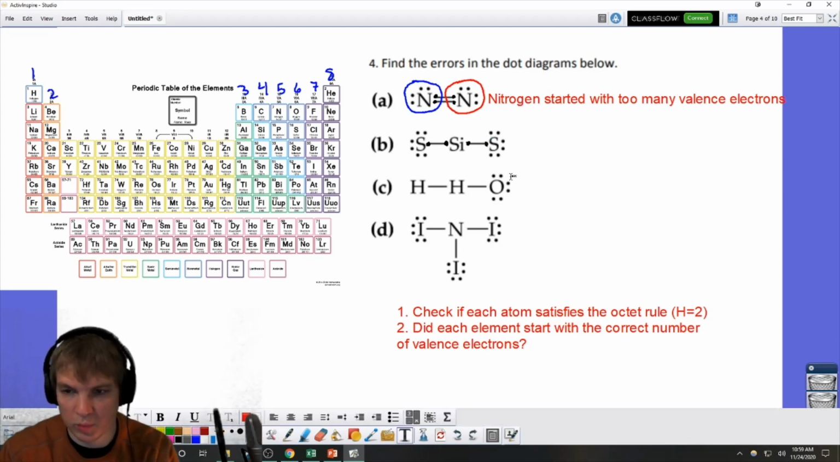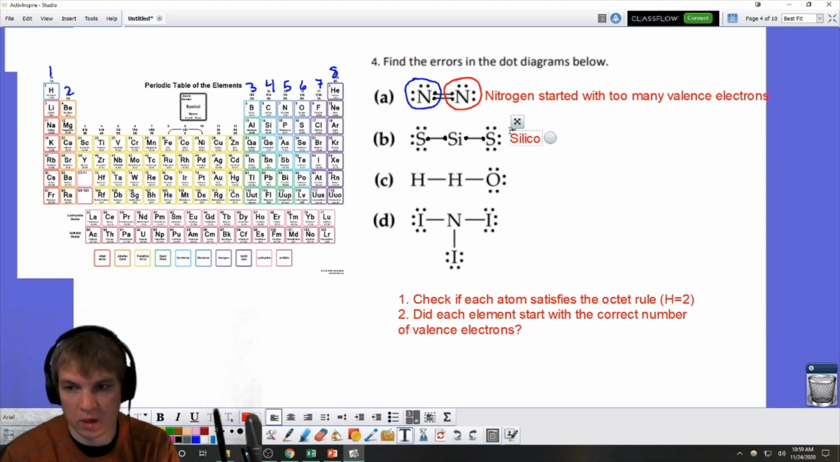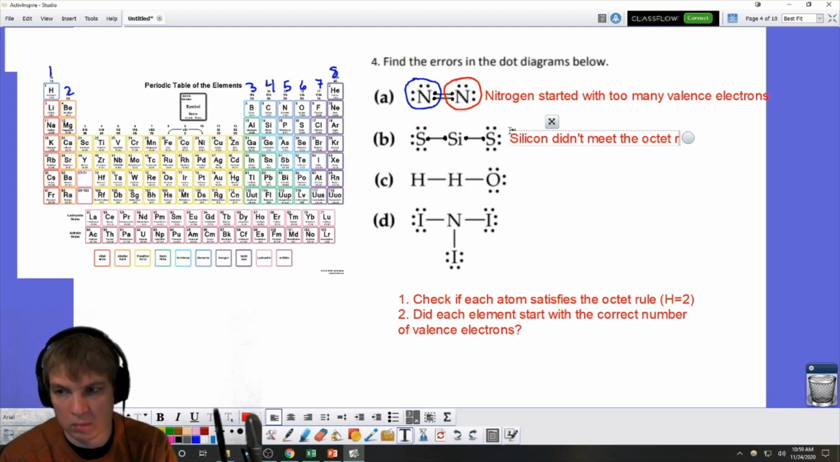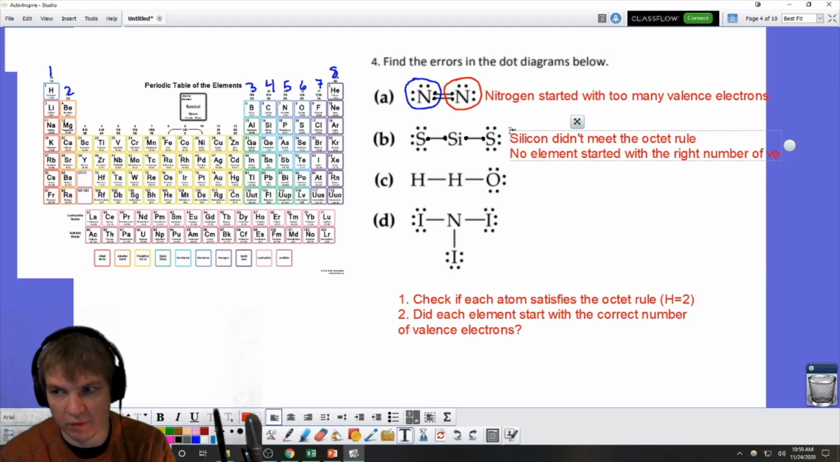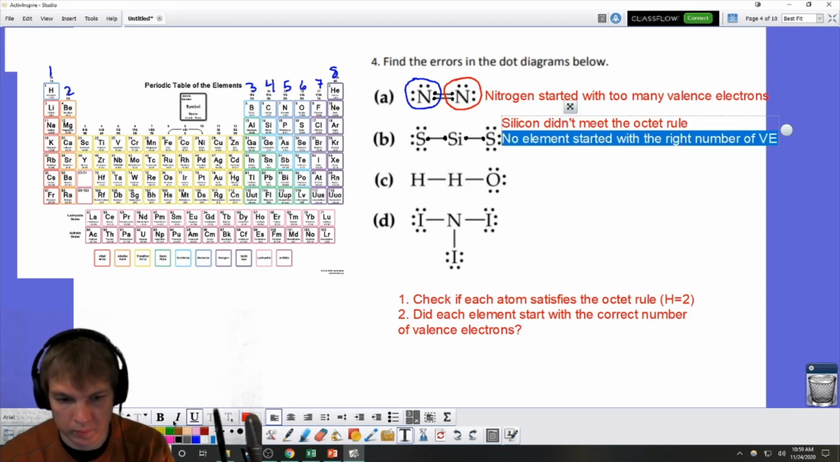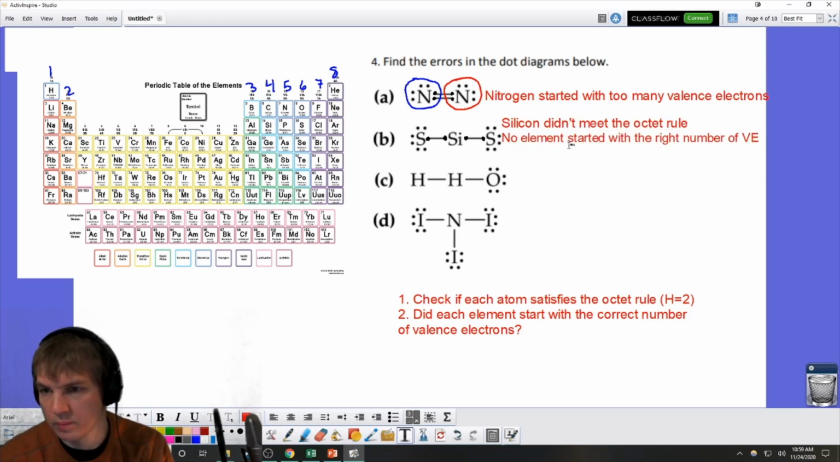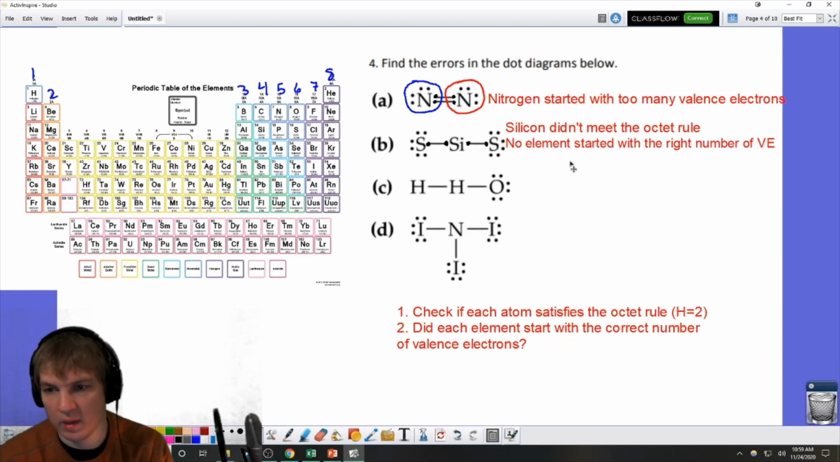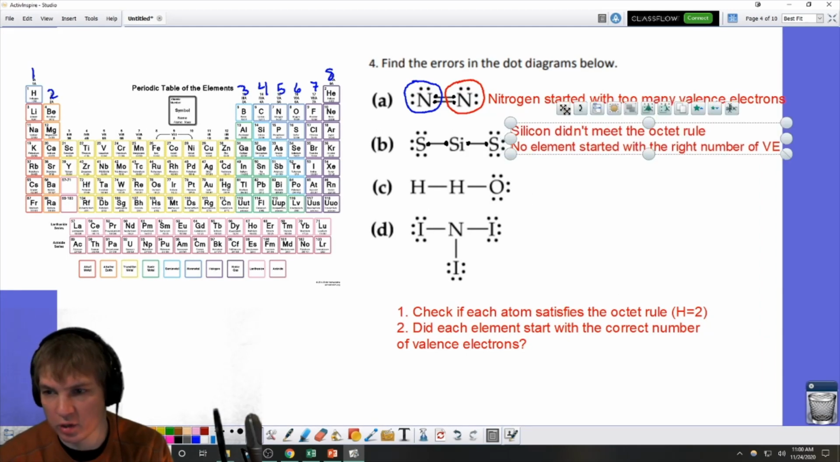So the first problem being silicon didn't meet the octet rule. And then the other problem being no element started with the right number of, I'm just going to put VE for valence electrons. I have to make this a little bit smaller. There we go. So silicon didn't meet the octet rule, and no element actually started off with the right number of valence electrons.